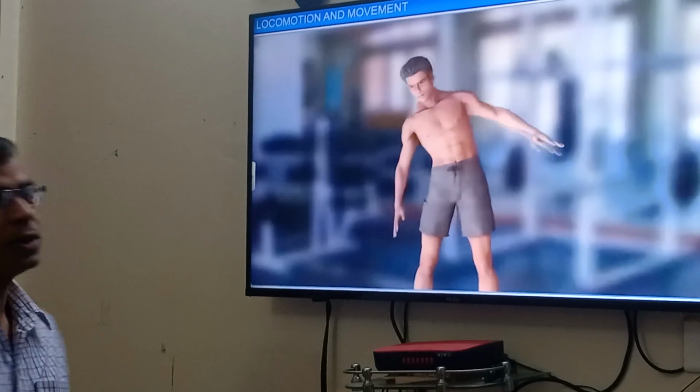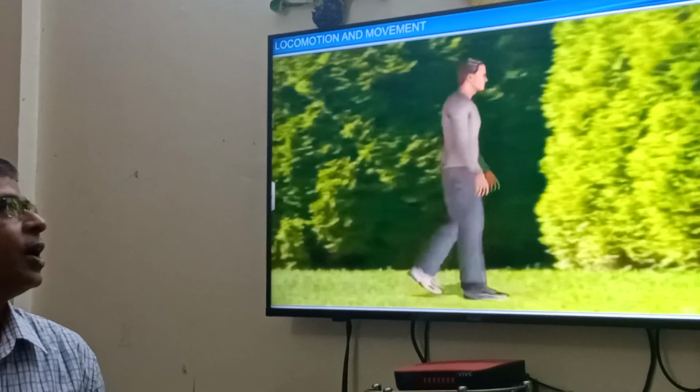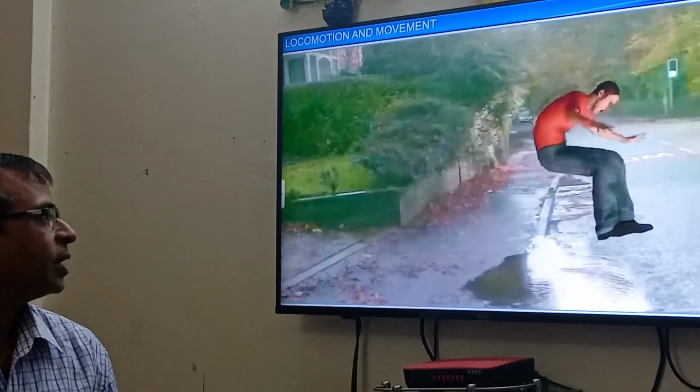We can stretch, bend, walk, run and jump.